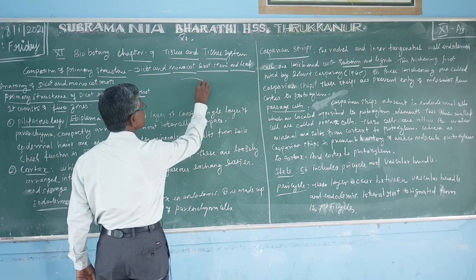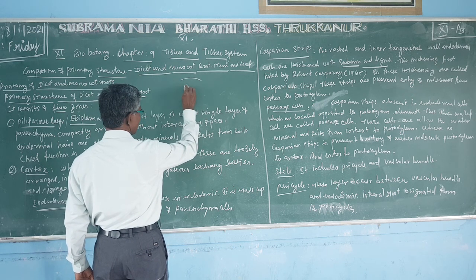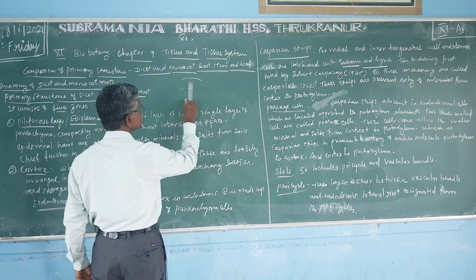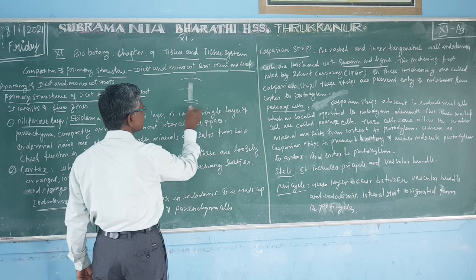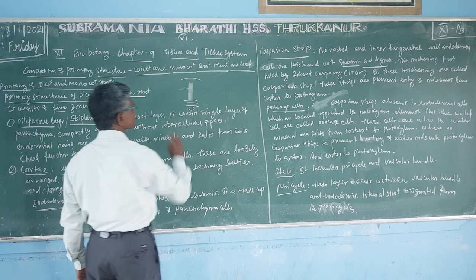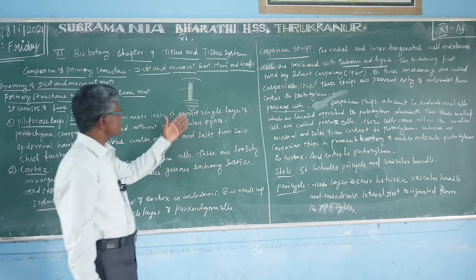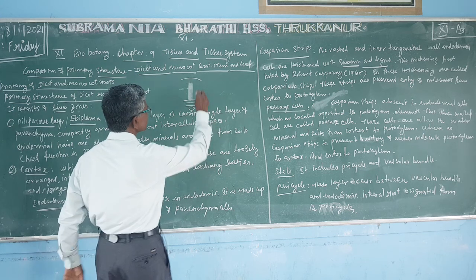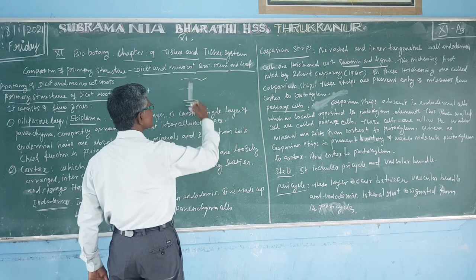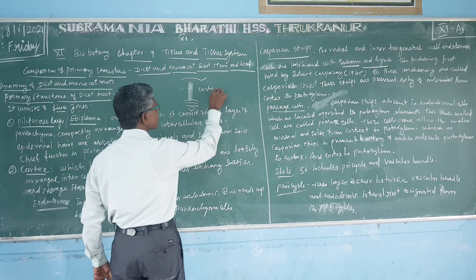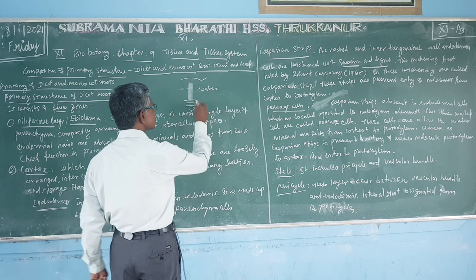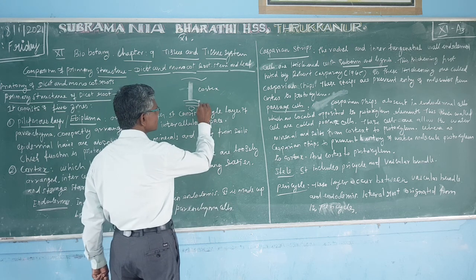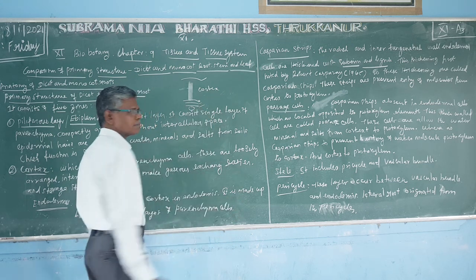Epidermis, cortex, then endodermis, stele, pericycle, then vascular bundle. So these layers are present in the primary structure of dicot root. First epidermis, the mass of cells is called cortex. The internal cell layer is called endodermis, then stele, pericycle, vascular bundle.